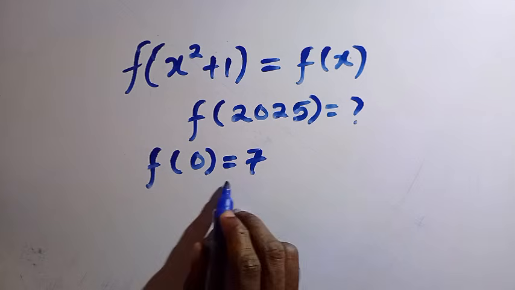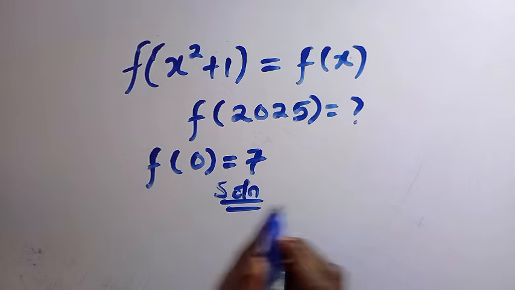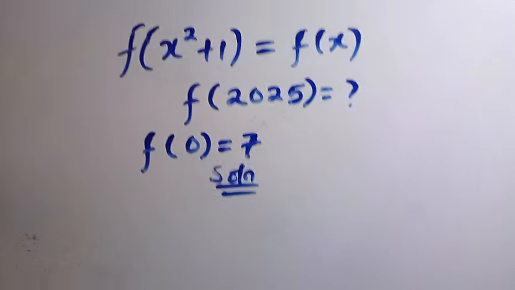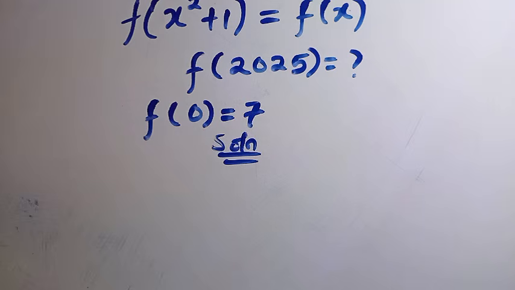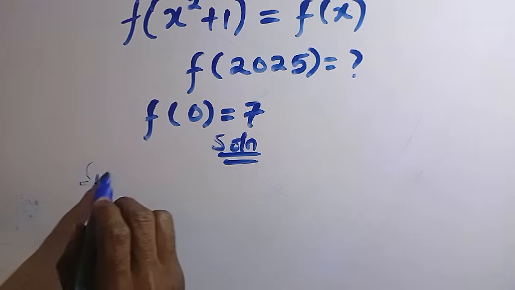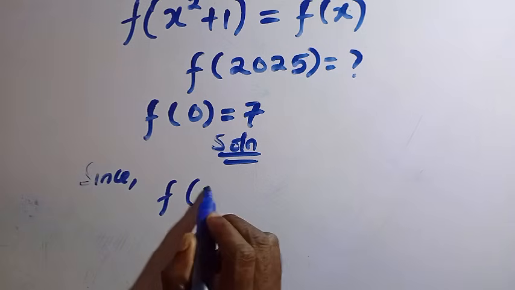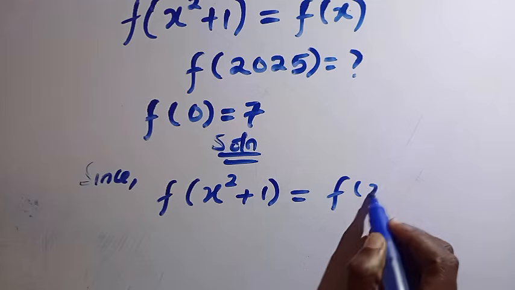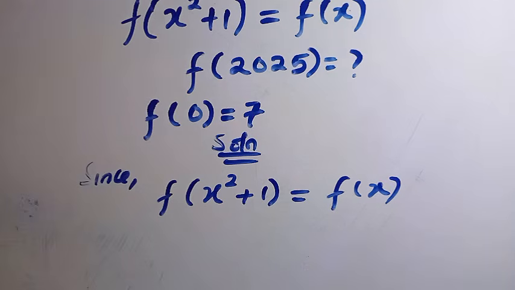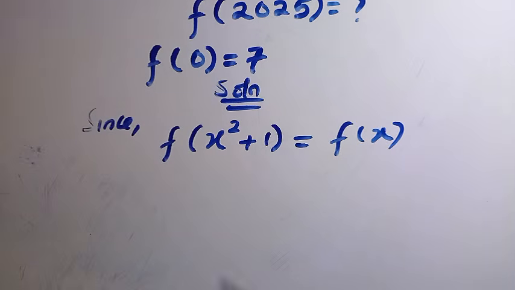Let's solve this step by step. First, we have to know the sequence of this. We are given f of x squared plus 1 equals f of x. So let's start to iterate.